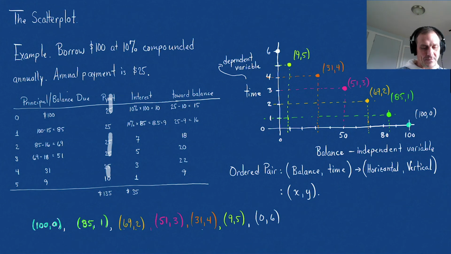Now, that is a scatter plot. The key thing is when you're making this, you always have to keep the order consistent. The horizontal axis is your independent variable. The vertical axis is your dependent variable, and it's always in that same order every time.